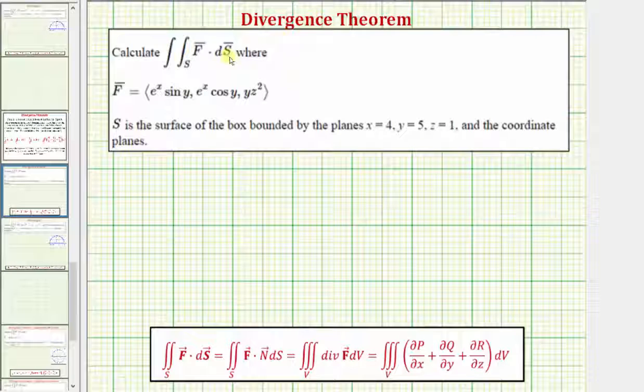We want to calculate the flux integral, which is a double integral over the surface S of F dot dS, where the vector field F is given here, and the surface S is the surface of the box bounded by these three planes and the coordinate planes. So let's first look at this graphically.